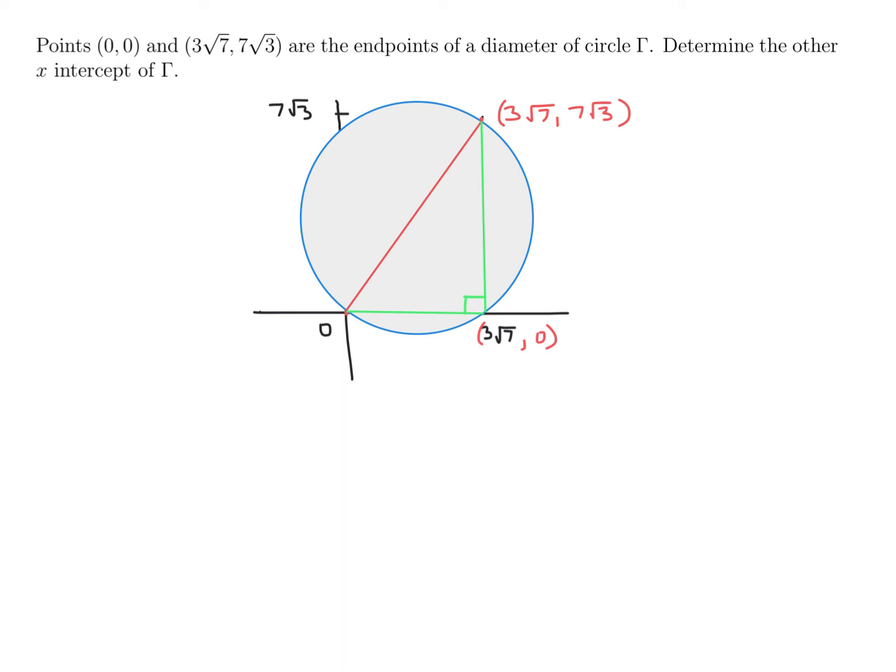So that means that this line is perpendicular to that line, and therefore the point here would have the exact same x-coordinate as the point here. And that's why, for sure, it's 3 root 7. And then that point is on the x-axis, so its y-coordinate would be 0. So I guess that's about as much as I can say to show that the other x-intercept would be 3 root 7.